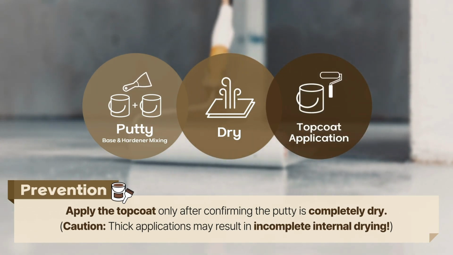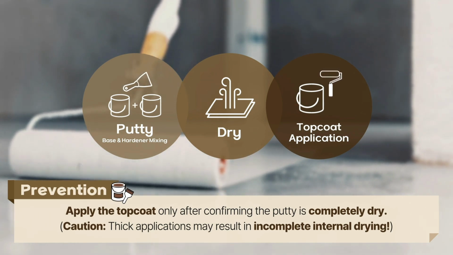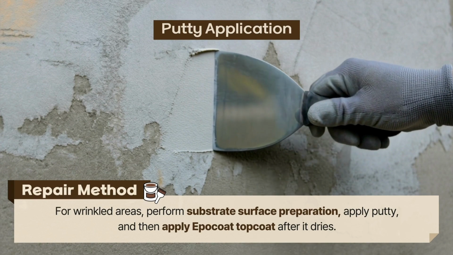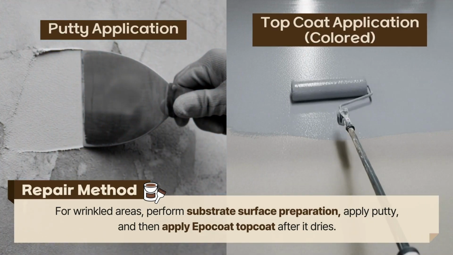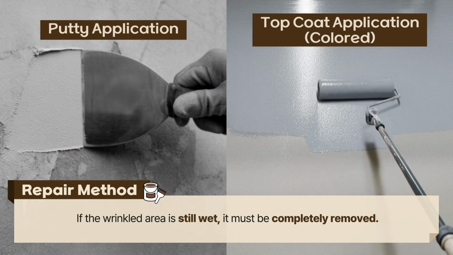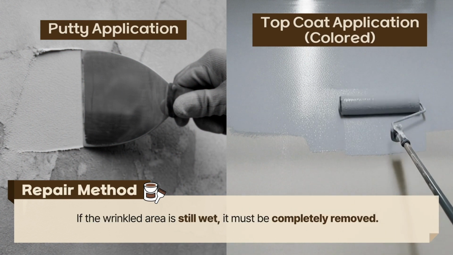Be careful, as thick applications may result in incomplete internal drying. For wrinkled areas, perform substrate surface preparation, apply putty, and then apply Epocoat top coat after it dries. If the wrinkled area is still wet, it must be completely removed.